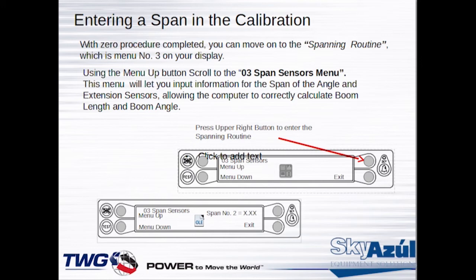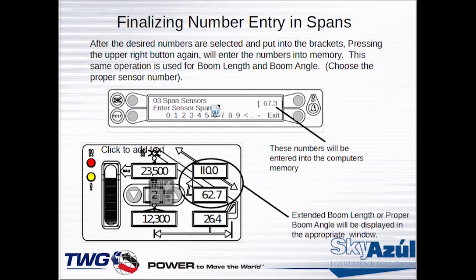So, finalizing this number entry in the spans, once you hit the calibrate button, it's going to come up with this screen, and you're going to enter some numbers for these spans. This particular one, I think, is for angle. And you're going to use the bottom 2 keys to go find the number. It'll put the number in the little brackets. Once you find the right number that you want, you hit the upper left key, and it will store that number in the brackets over here, one number at a time.